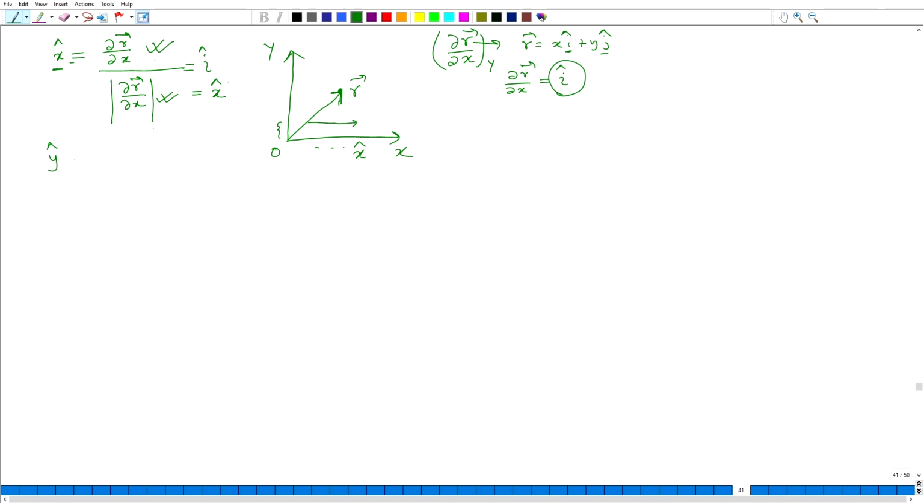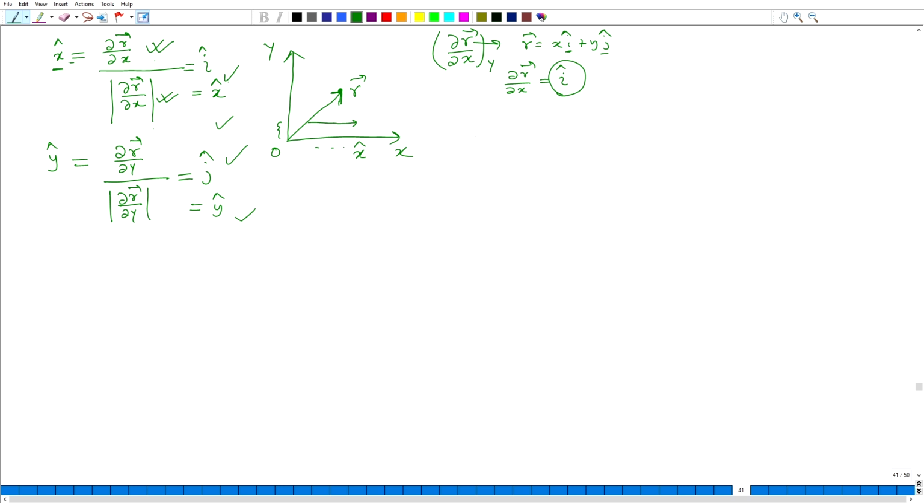Similarly, for y cap, you have del r del y. That means this is the direction along which only y changes, keeping x constant. And again you will see this is nothing but the j cap, or just the y cap itself, the same thing. The method is straightforward, but this is not exactly so trivial for spherical polar or plane polar coordinate systems.